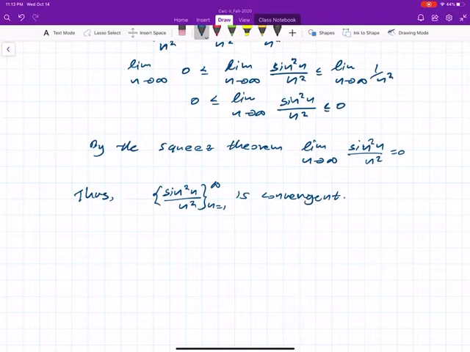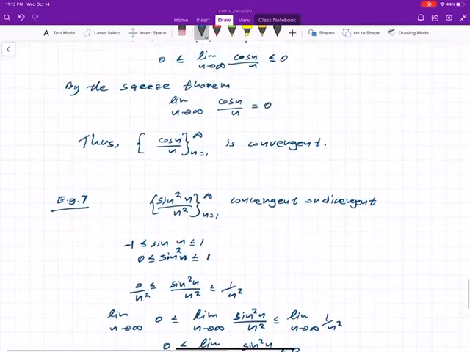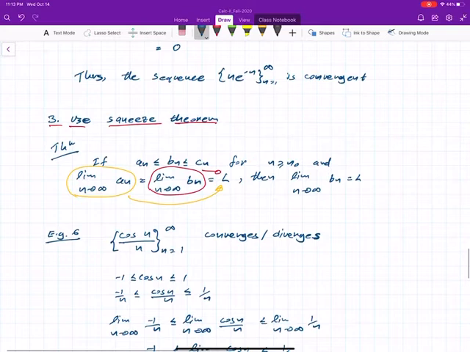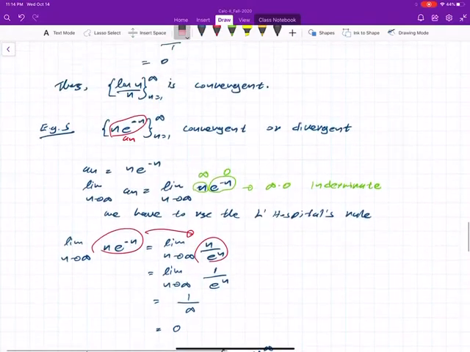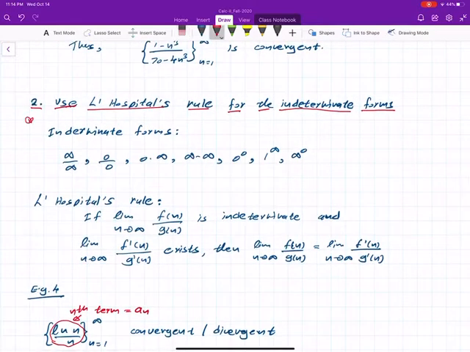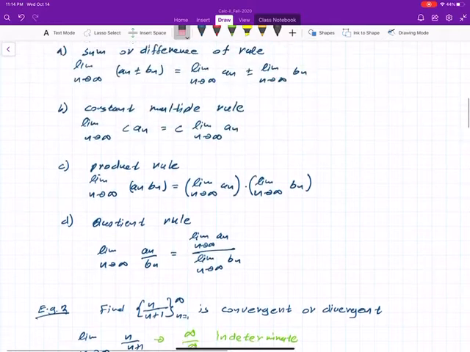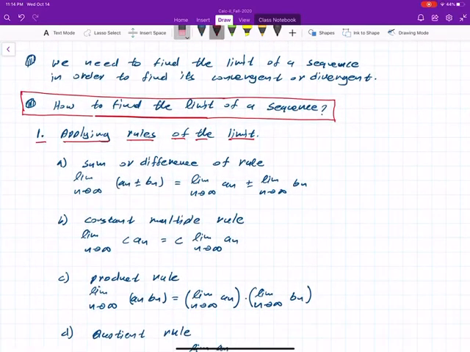Alright, so we discussed 7 problems in today's class. Two of the problems are for the squeeze theorem, and 2 of the problems are for L'Hopital's rule. And then we discussed another 3 problems for applying rules of the limits. So that is the end of the section. Thank you very much.